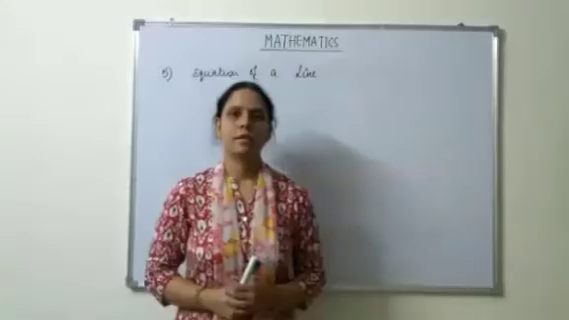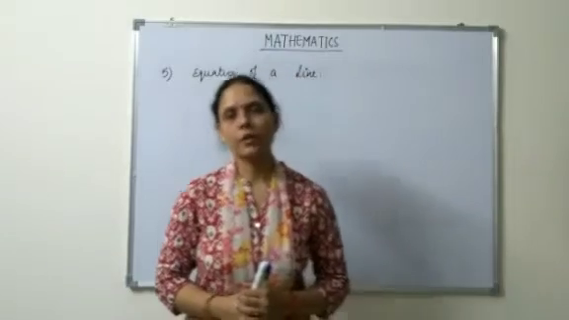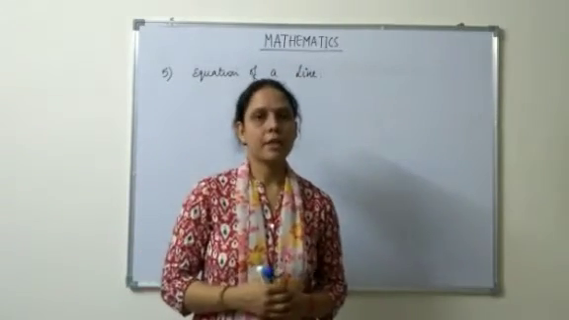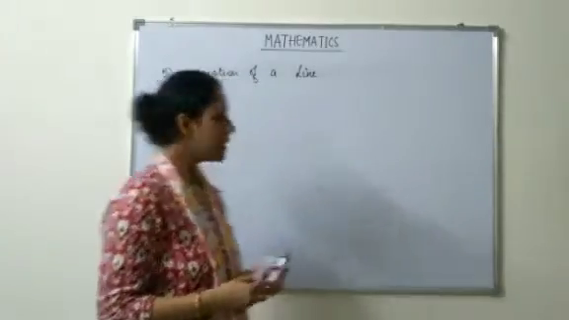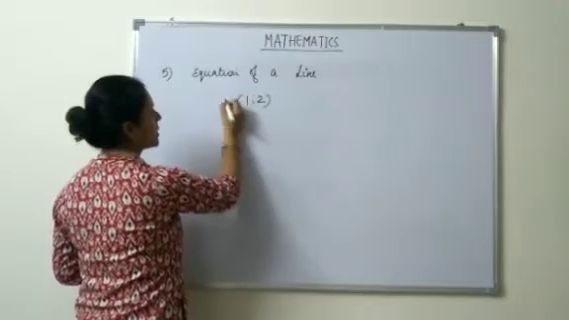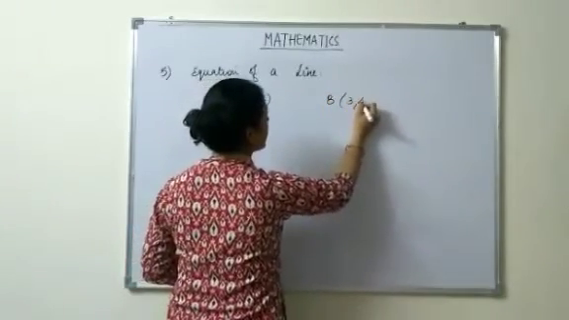Now, equation of a line. This is used for finding out the equation of the tangent and normal to the curve, or sometimes it is also used in application of integrals. See, if we have to find out the equation of a line passing through the points 1, 2, and let us suppose the second point is 3, 4.